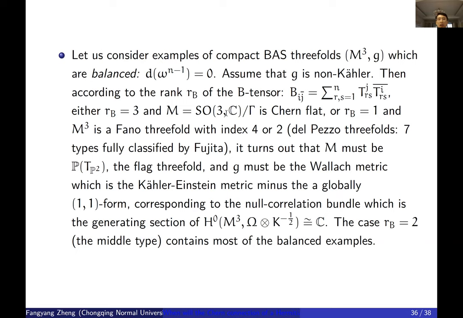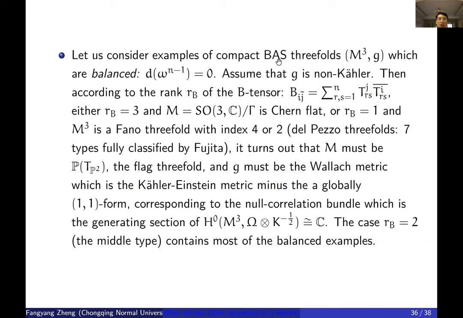This is a complex simple Lie group, right? So if the B rank is 1, then the manifold is actually a Fano threefold. And also the index has to be either 4, which means CP3, or 2, which means a Del Pezzo threefold. Del Pezzo threefolds are fully classified by Fujita, actually in all dimensions. So there are 7 different types, right?